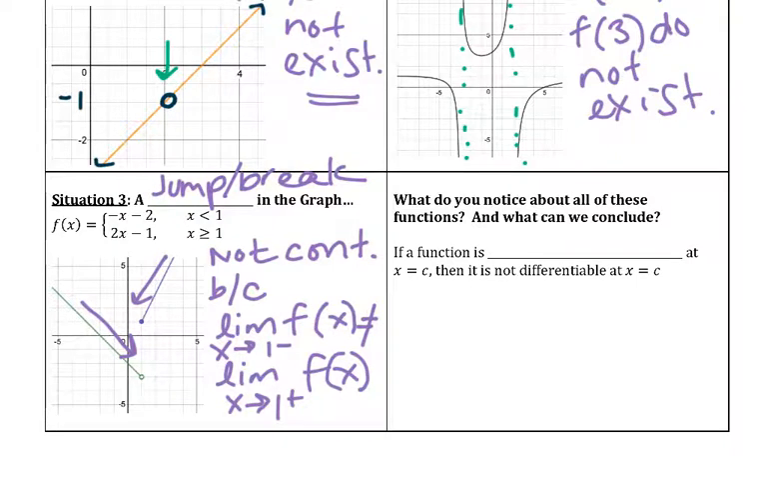Okay, so what do we notice about all these functions? What can we conclude? If a function is not continuous at x equals c, then it is not differentiable. And there are these different reasons we gave for why it's not continuous. And over here in situation 3, I should have said we were looking at x equals 1, because it's differentiable in other parts of the graph, just not at x equals 1.